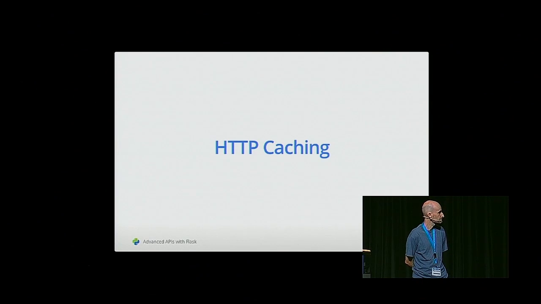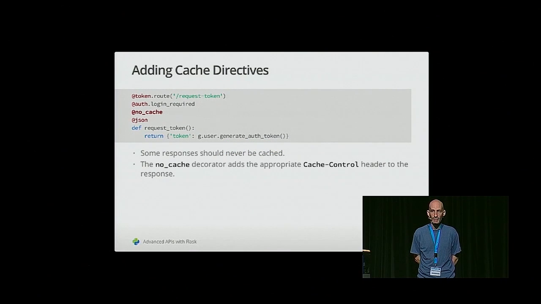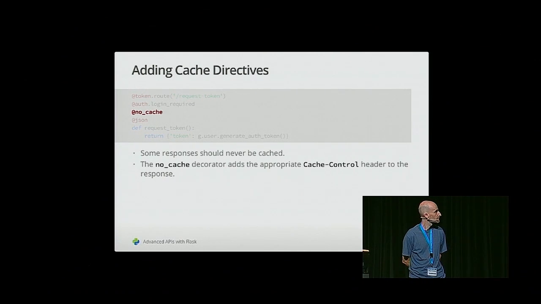Caching. So I thought long about a good example to show for this, and I decided to go with a no cache example. So I have a route that returns authentication tokens, and I want to make sure that the client does not cache that because it's sensitive. So how about I say it like this. By having this decorator, the response will be enhanced with a cache control header that will tell the client to not cache this, to throw it away.